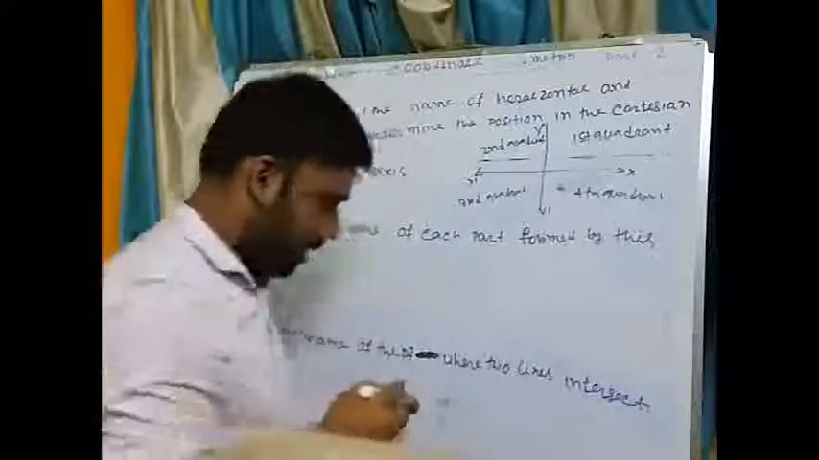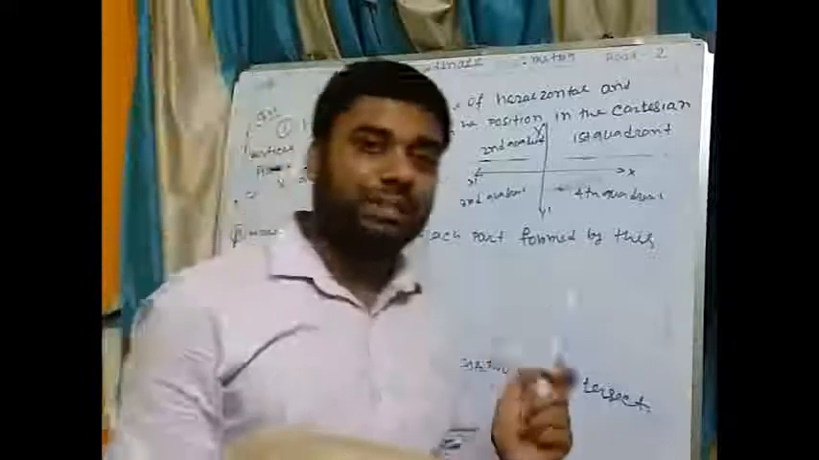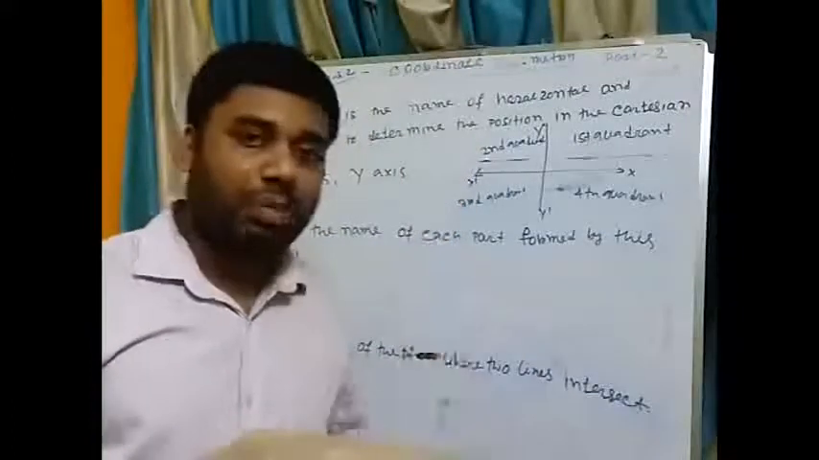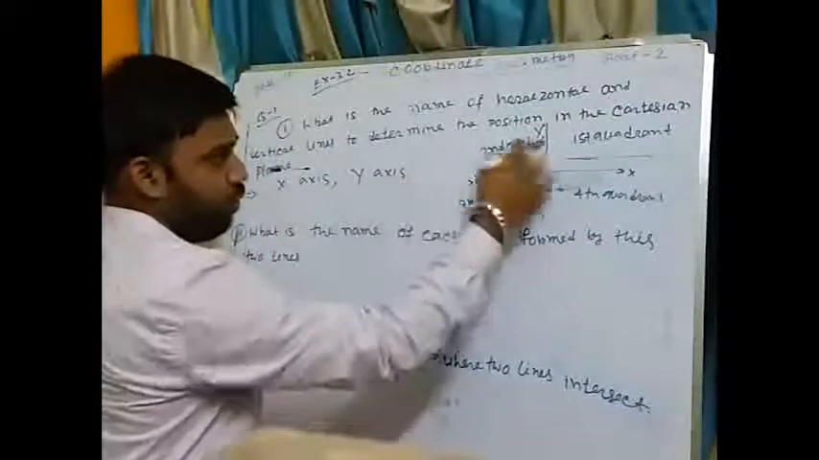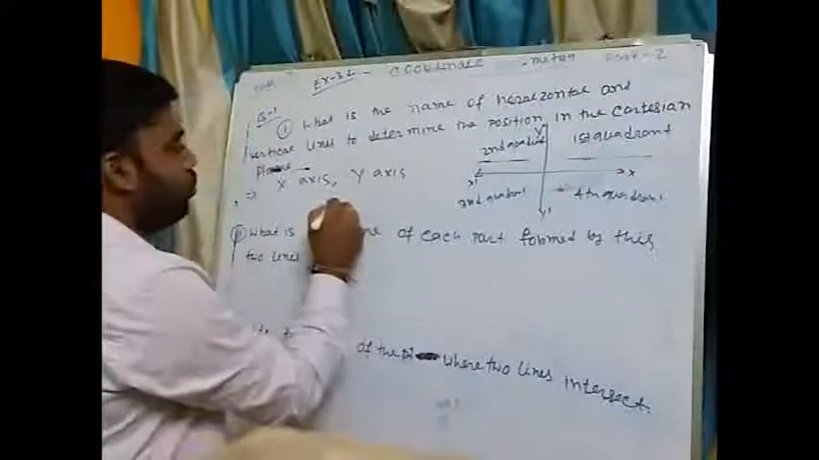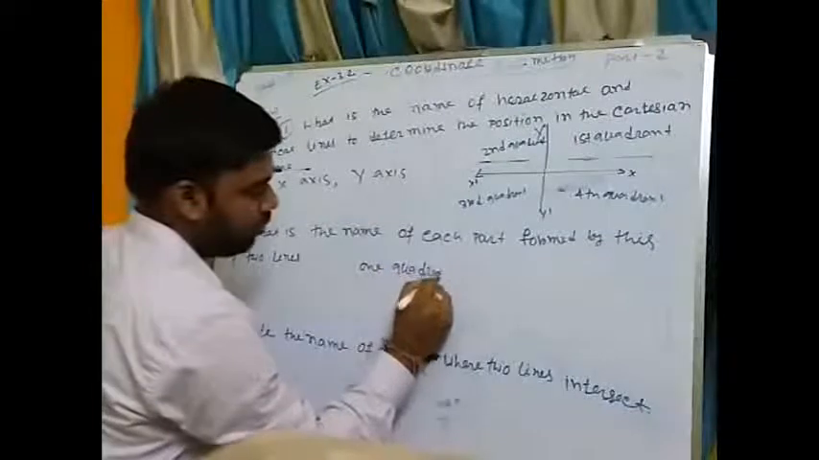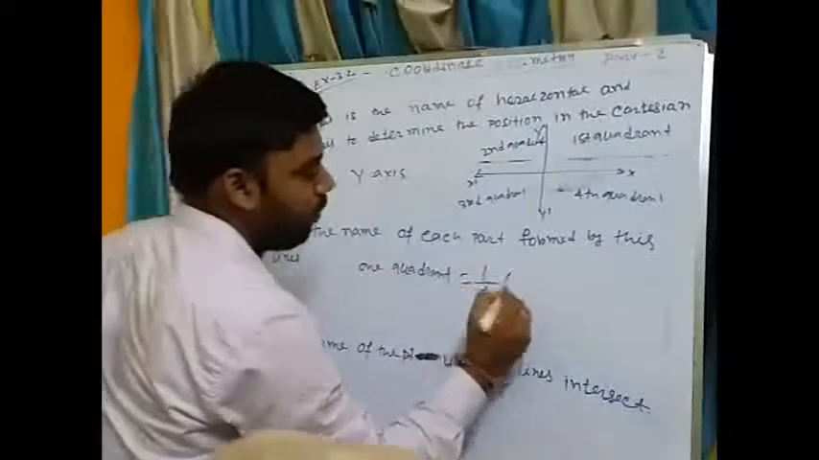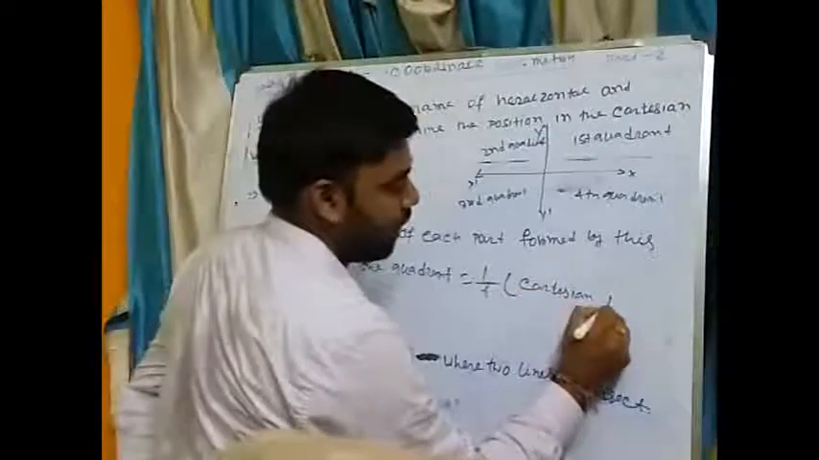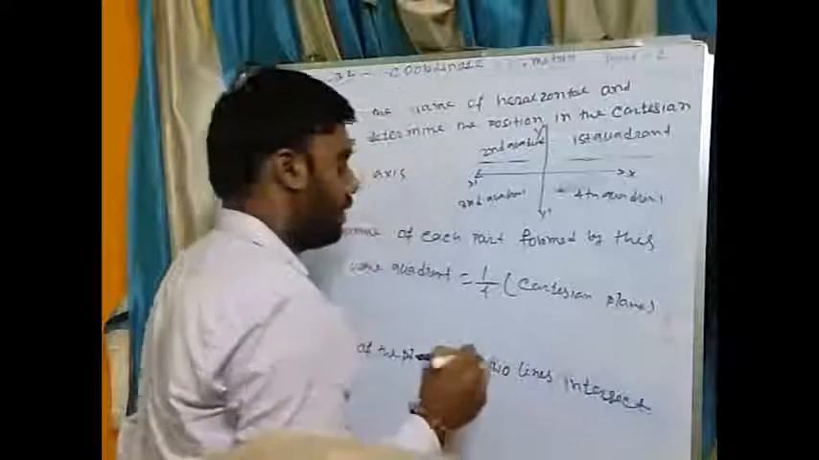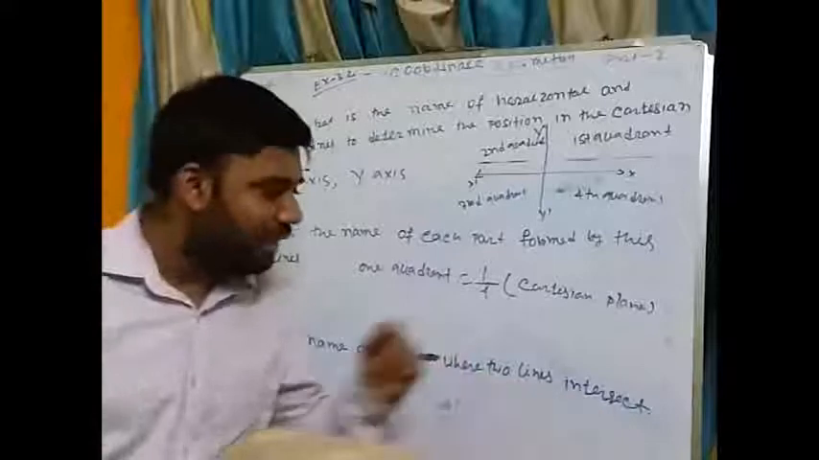Okay, so these two lines divide the Cartesian plane into 4 parts. Each part is called a quadrant, and all parts are equal. Any quadrant is equal to 1/4 of the Cartesian plane. Next question, write the name of the point where two lines intersect.